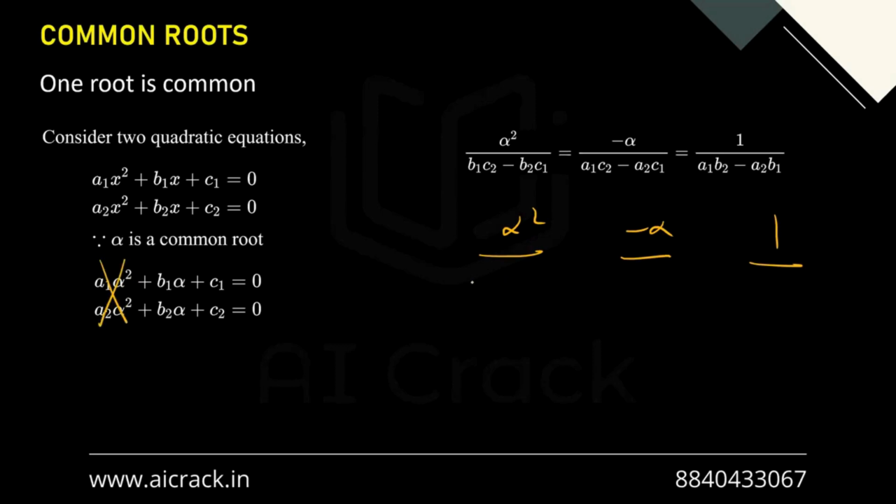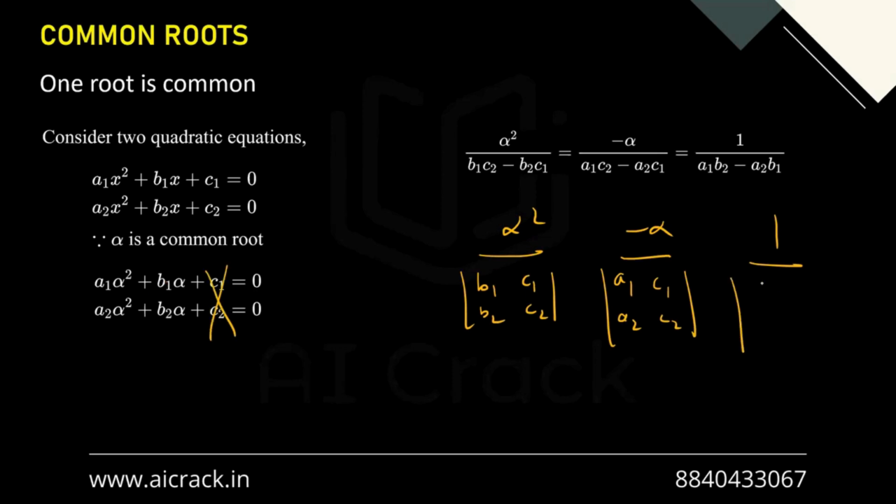Okay. Now we can write down a determinant over here. So the determinant would be b1, b2, and c1, c2. Okay. Now similarly for minus alpha, we'll hide these two terms and write down the determinant. That would be a1, a2, and c1, c2. Right. And for this constant part, we'll hide these constant terms and write down the determinant. We'll be getting a1, a2 and b1, b2, right?